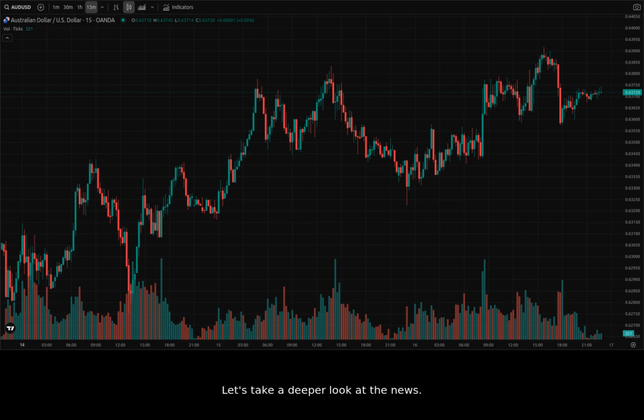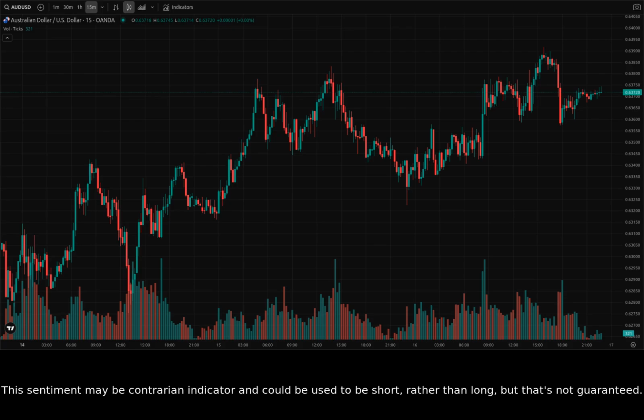Let's take a deeper look at the news. IG International's data shows that retail clients are mostly long on AUDUSD at 61%. This sentiment may be a contrarian indicator and could be used to be short rather than long, but that's not guaranteed.